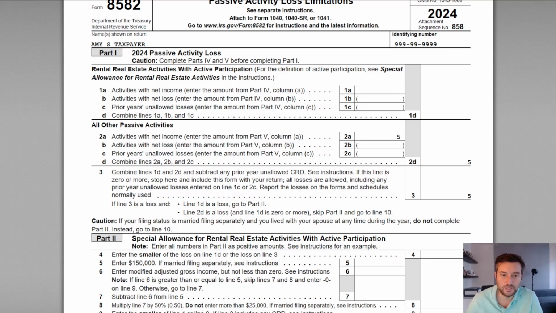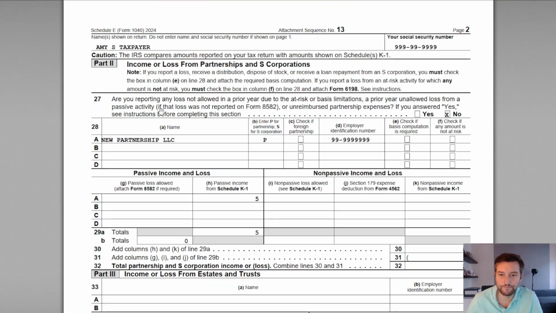So Schedule E on the 1040 is where you report a couple of things. Page 1 of Schedule E is where you would report activities from rental activities, right? So rental real estate, or if you had income from royalties, it would get reported up there. Schedule E, page 2, part 2, is where you report that income or loss from partnerships and S-corps.